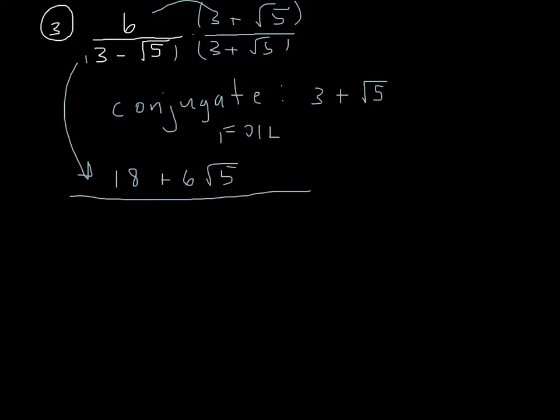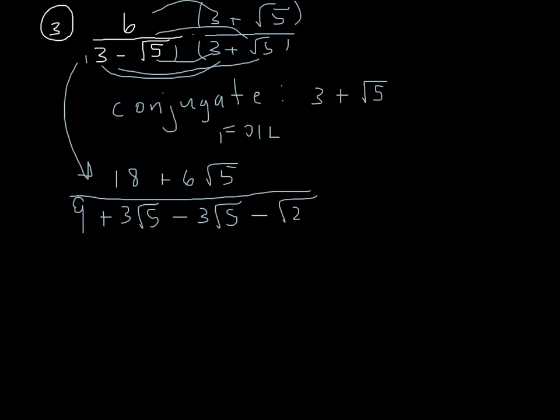Let's FOIL. 3 times 3 makes 9. 3 times positive square root of 5 makes this. Negative square root of 5 times 3 makes this. And finally, negative square root of 5 times positive square root of 5 makes negative 25. Now these middle terms cancel out. The conjugate creates the difference of 2 perfect squares.